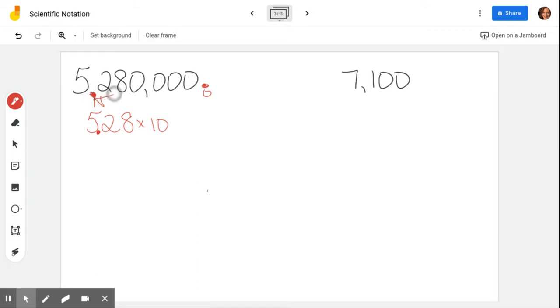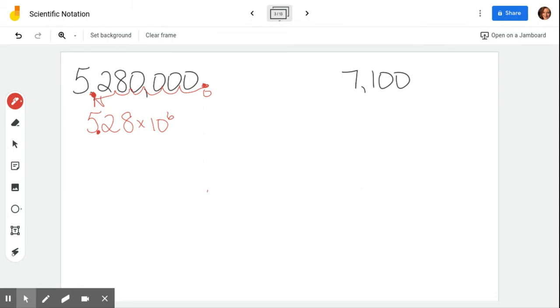It takes me 1, 2, 3, 4, 5, 6 moves. And I was traveling to the right. That's in a positive direction. So my exponent is a positive 6. That exponent does not represent how many zeros. That's a common mistake. The exponent is how many moves, not how many zeros. Let's do another.